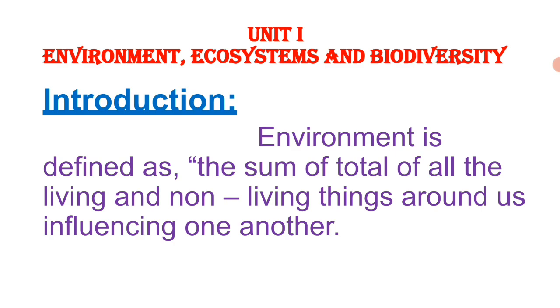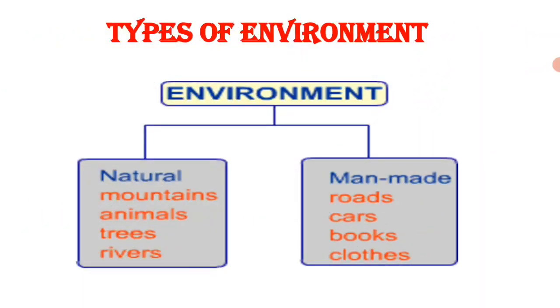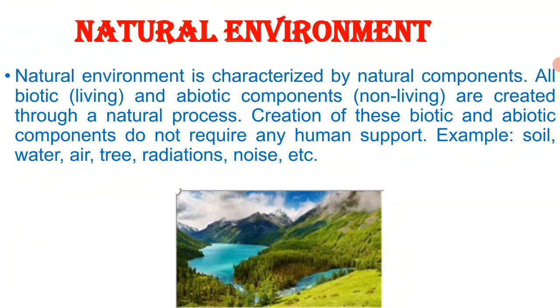We know that environment is nothing but the sum of all the living and non-living things around us which are influencing one another. God has naturally created two types of environments. One is the natural environment and another one is the man-made environment. The natural environment is characterized by natural components. The living and non-living things are created through a natural process. Creation of these components does not require any human support, like soil, water, air, radiations, etc.